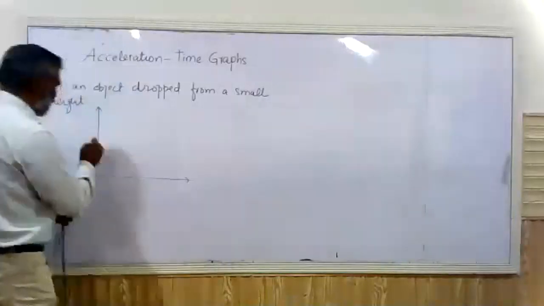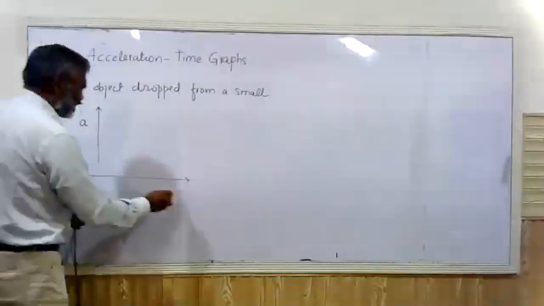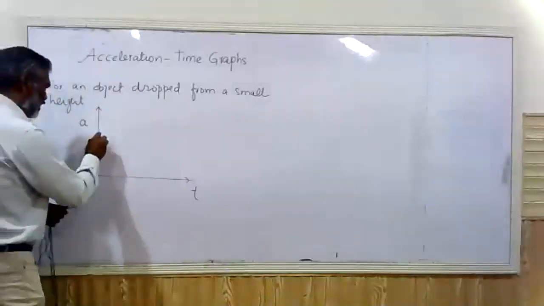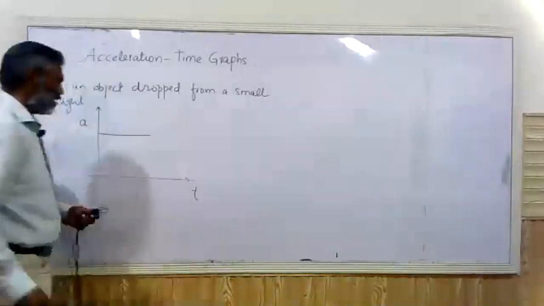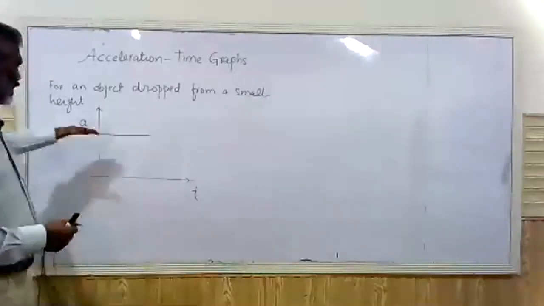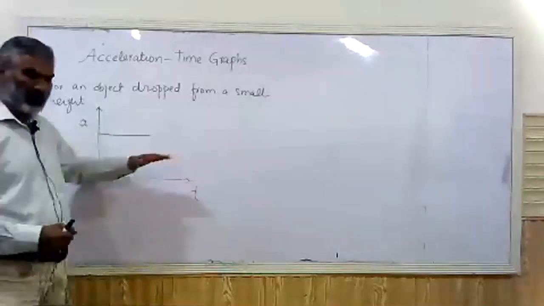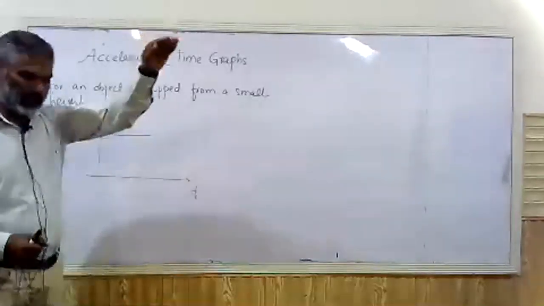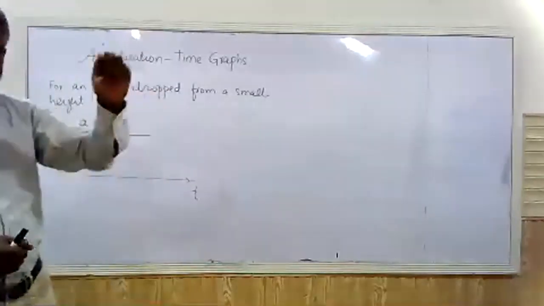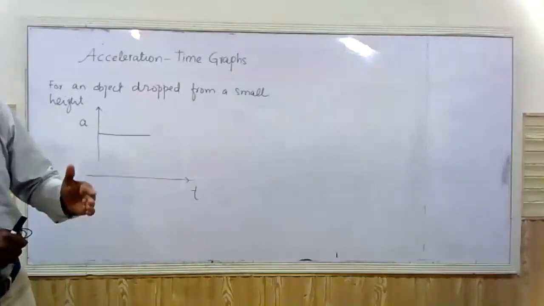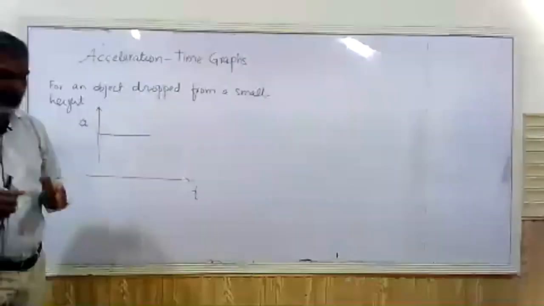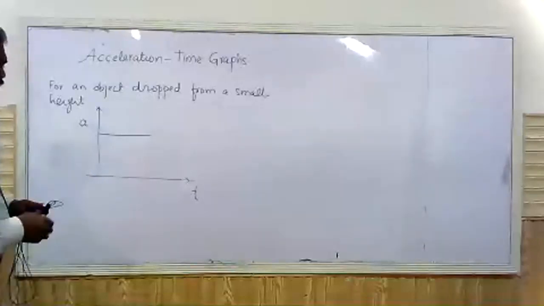Will be two axes, A on this side, T on this side, and constant acceleration means it's a straight line with zero gradient. That means there is no variation in acceleration with time. The object is dropped from a small height. Its velocity increases uniformly. Therefore, its acceleration will be constant. So this will be the shape of that graph.